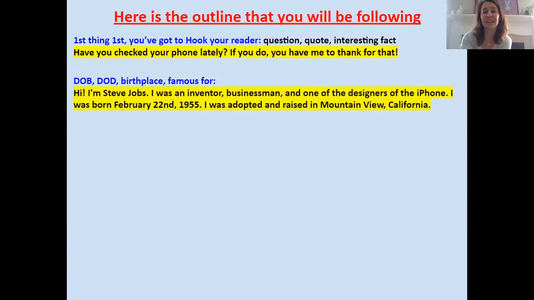This is the sentence that I chose to write. Hi, I'm Steve Jobs. I was an inventor, businessman, and one of the designers of the iPhone. I was born on February 22nd, 1955. I was adopted and raised in Mountain View, California. So I just chose a couple of sentences that I knew about Steve Jobs, and I included those at the beginning to introduce myself.